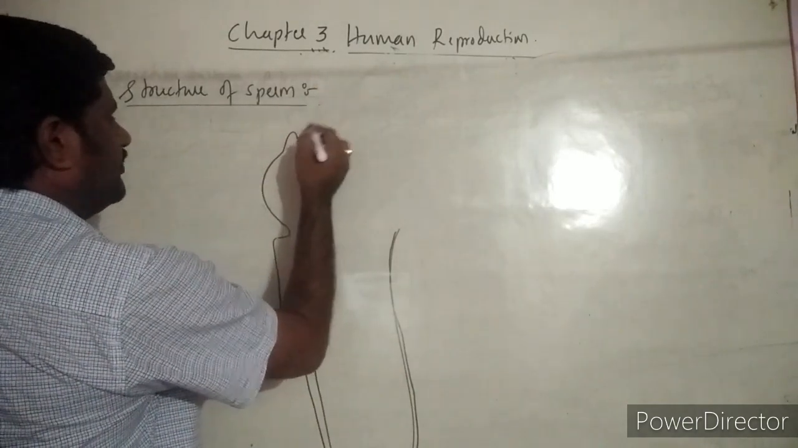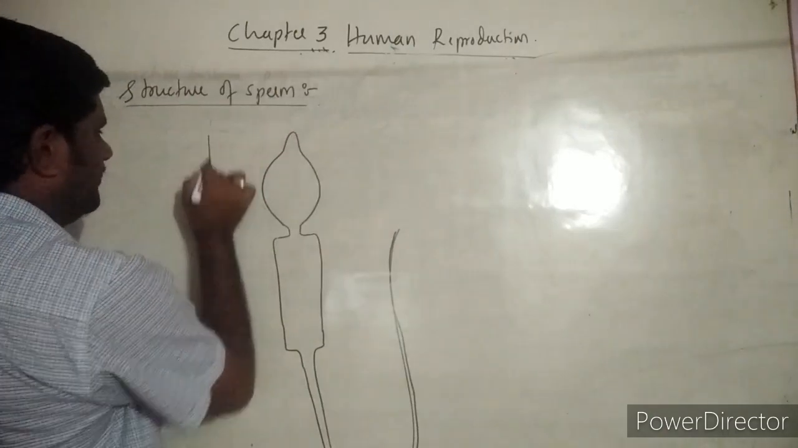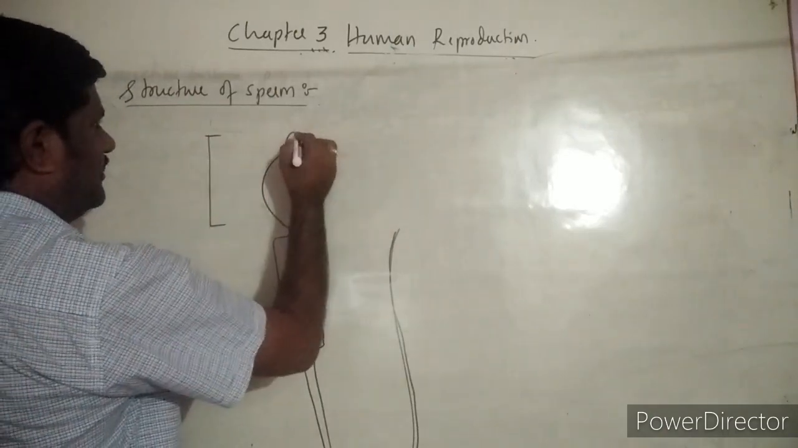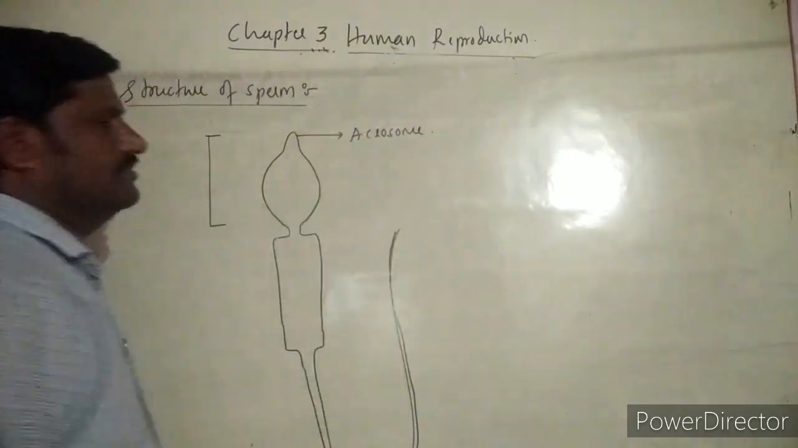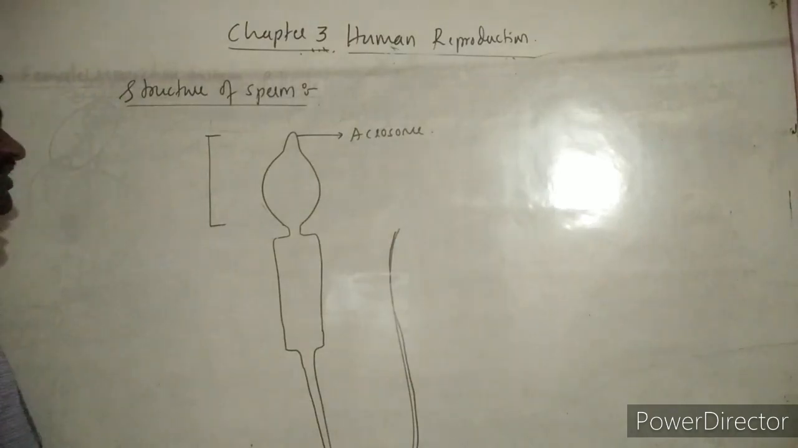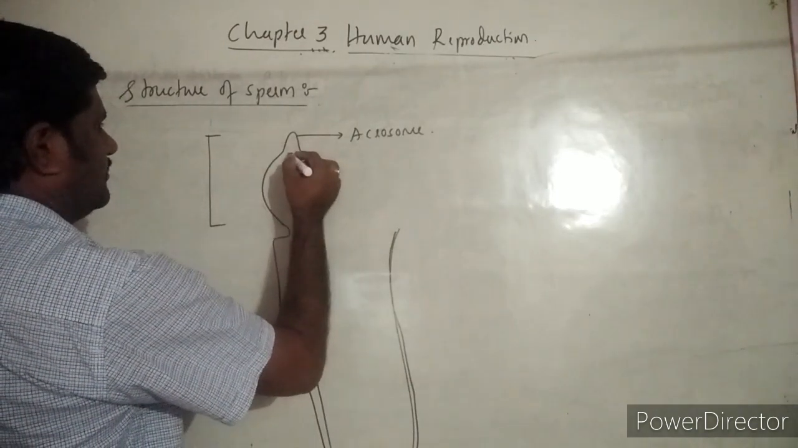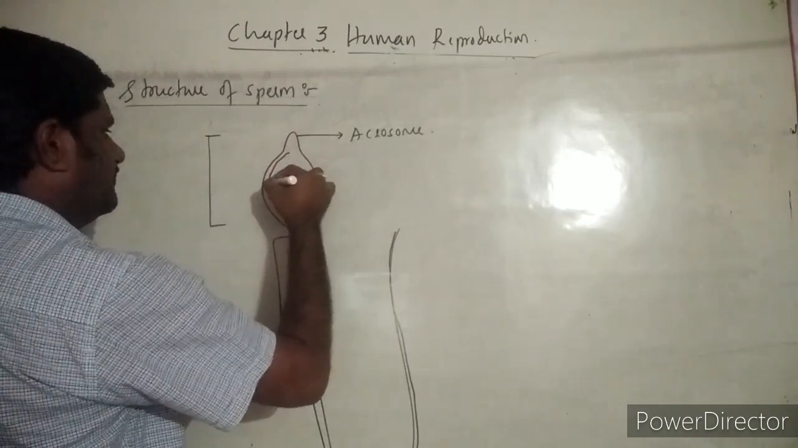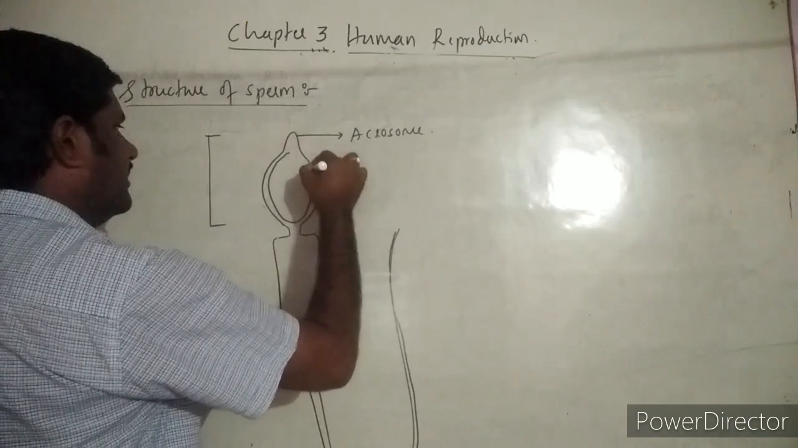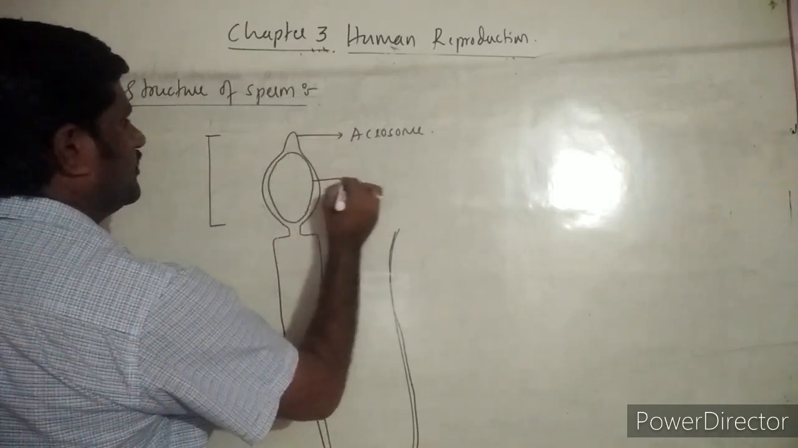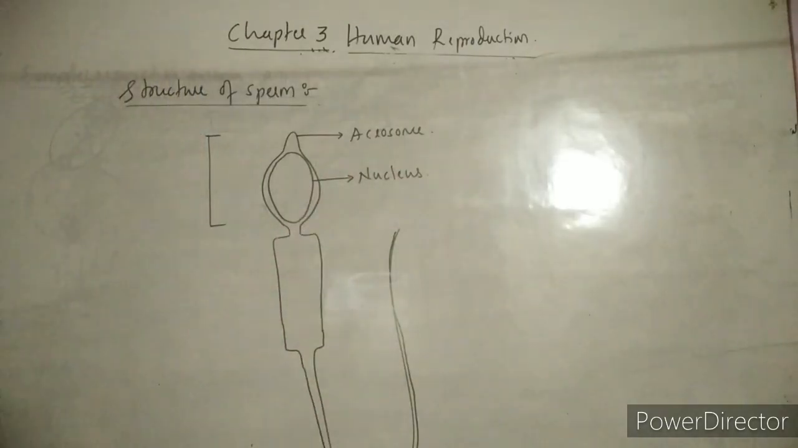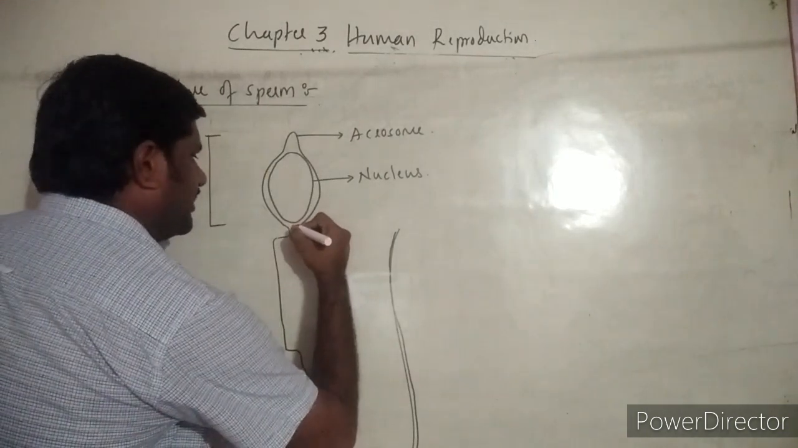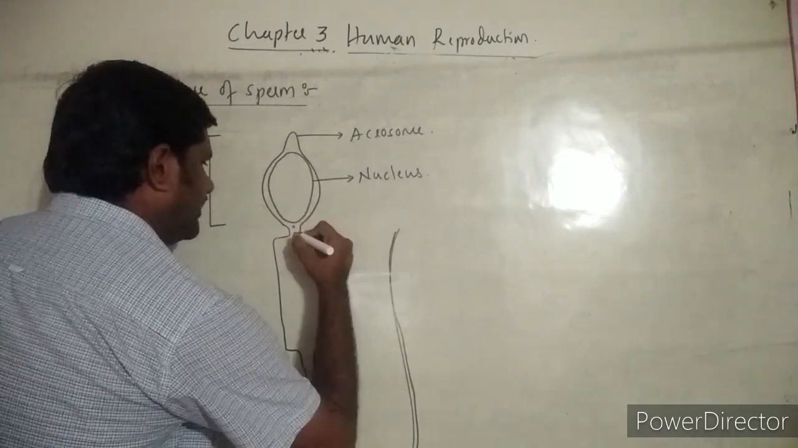In the initial part, the tip portion of the sperm head itself, we come across the acrosome. What is it called? Acrosome. The tip portion is called the acrosome. And the maximum portion of the head is covered with a large nucleus present within it. This is the nucleus region. And in the neck portion, you will come across two centrioles over here.